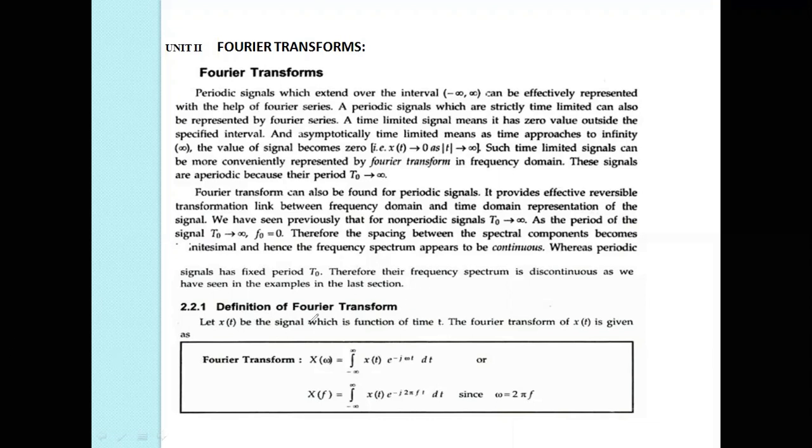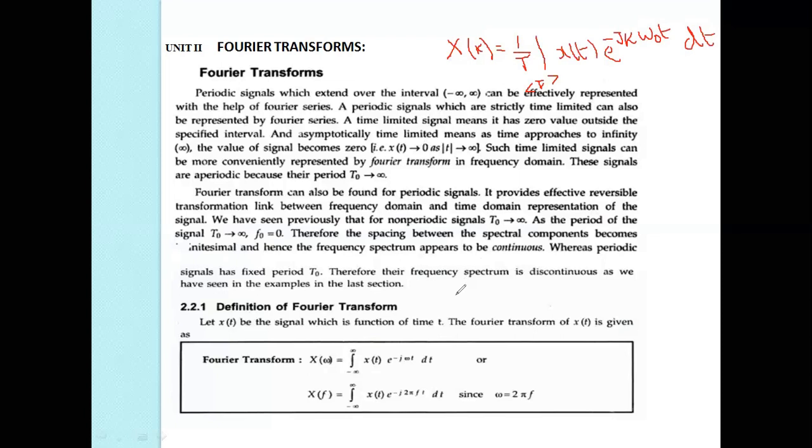The definition of the Fourier transformation: let x of t be the signal, which is a function of time t. Consider the Fourier series first, x of k is equal to 1 by T times the integral over the period T. Since it is a periodic signal, the integral is over T. x of t is the input signal, the time domain signal, multiplied with the negative exponential e power minus j k omega naught t dt. This is the formula for the Fourier series.